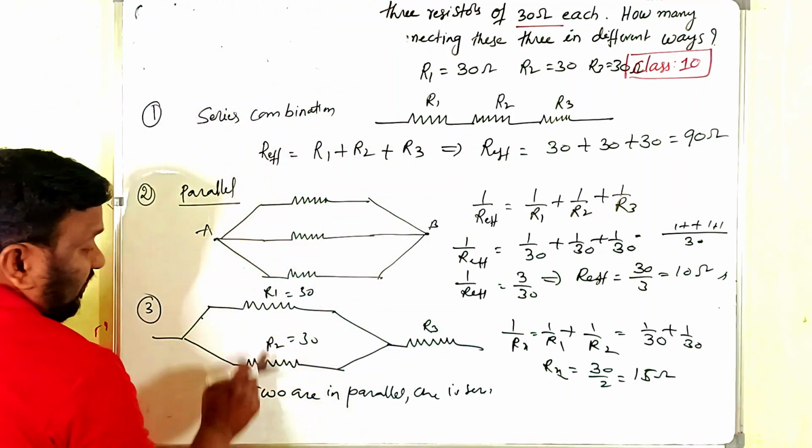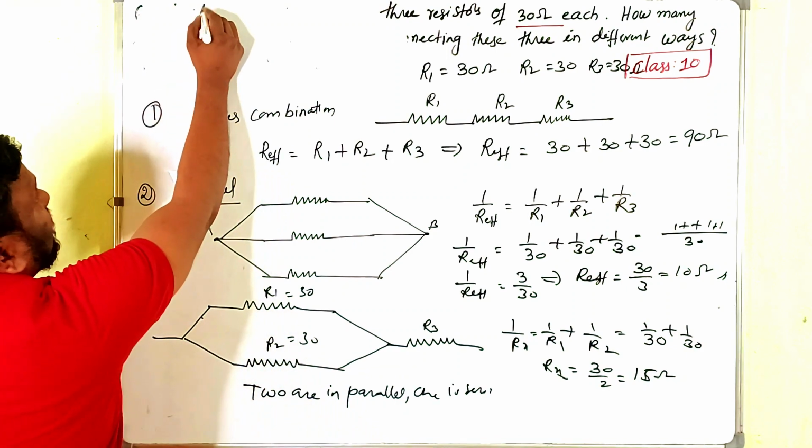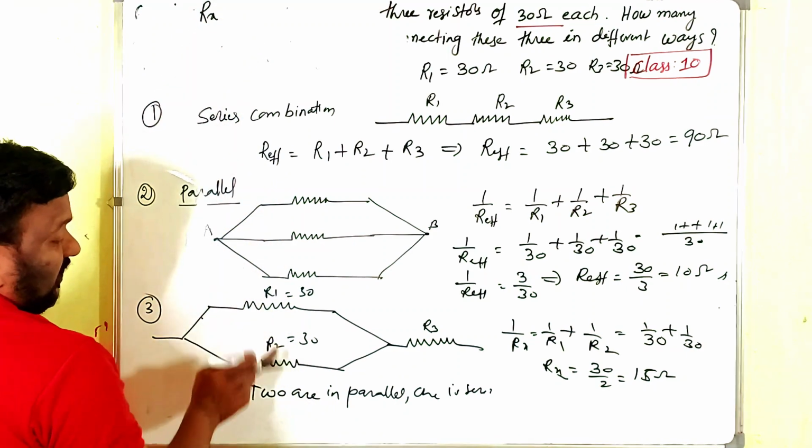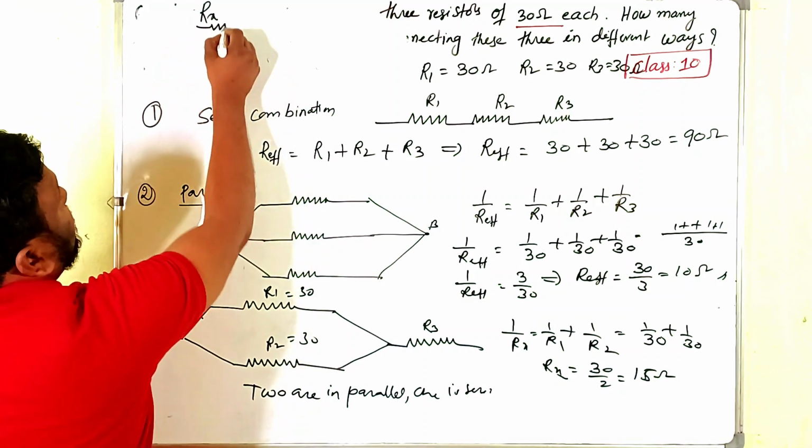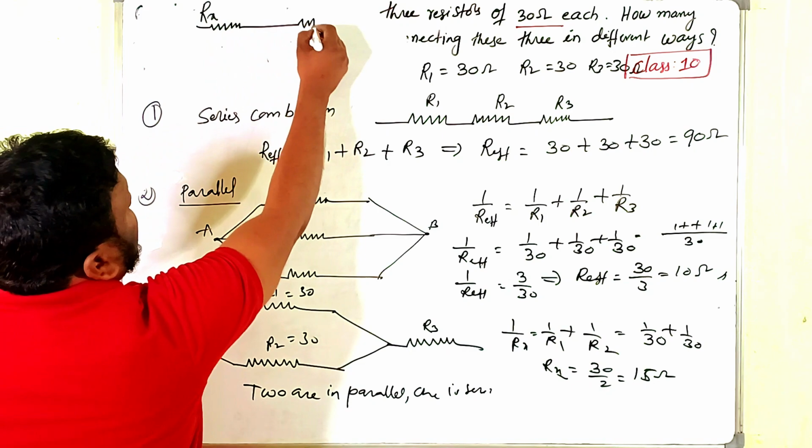Here, these two are in series. Finally, what you get is the equivalent, Rx. After adding these two, this is the Rx and this Rx and that R3.